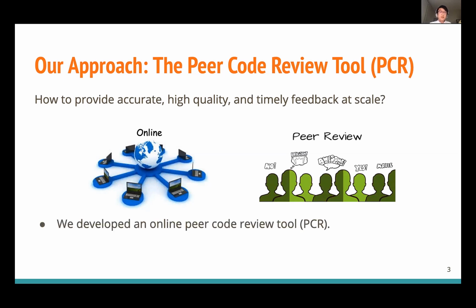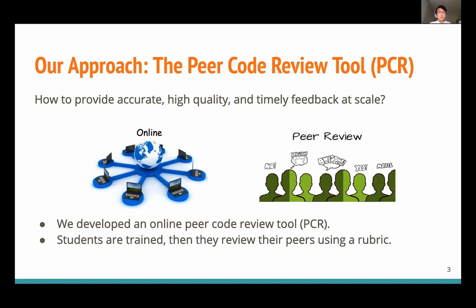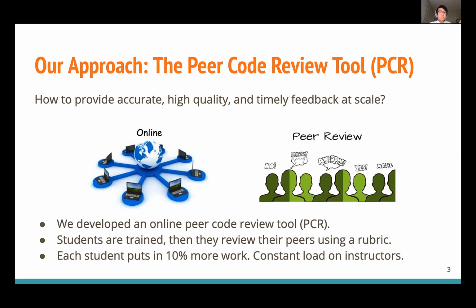Therefore, we developed an online peer code review tool called PCR, where students are trained and then review their peers using a rubric. In our setting, each student will put in about 10% more work to review other assignments, and in turn, they will receive fast and quality feedback. For the instructors, this only requires a constant amount of workload in spite of the class size.